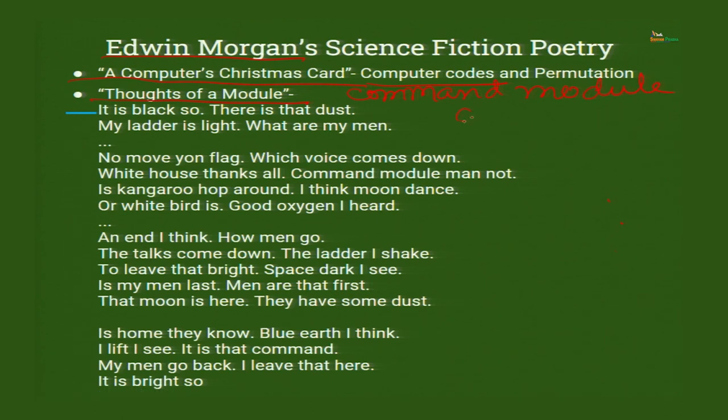The command module of Apollo 1 or 2. The command module is the place which actually controls the entire spacecraft. If it is a rocket, it controls the entire spacecraft. So if the module started having thoughts, what would it think? This is the entire gist of this poem. We are going to read it in a jiffy.